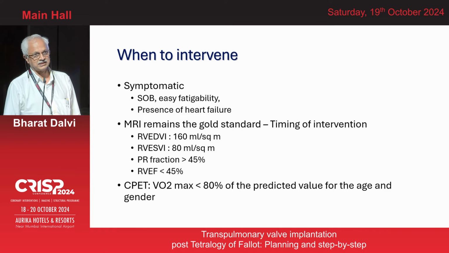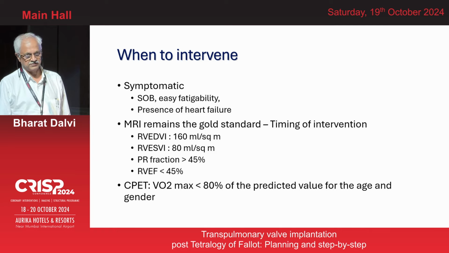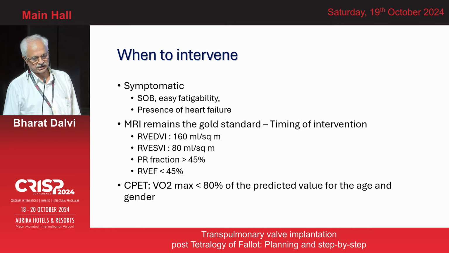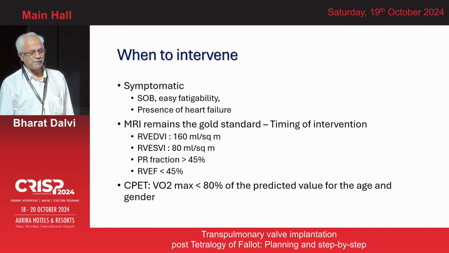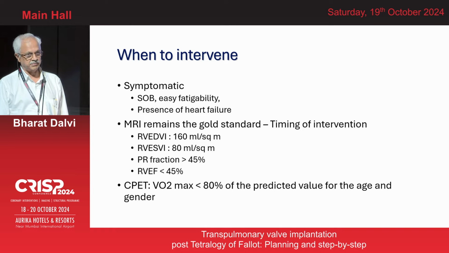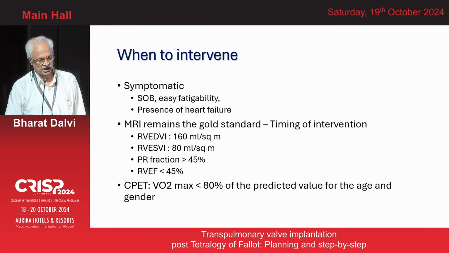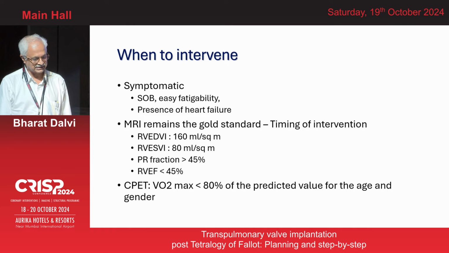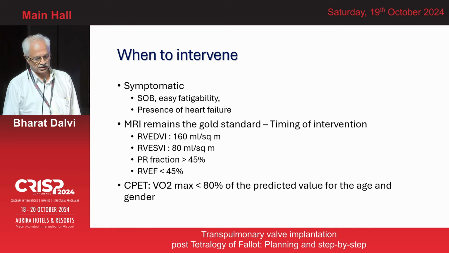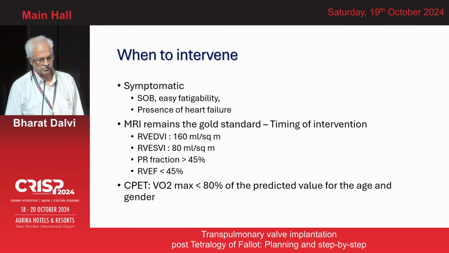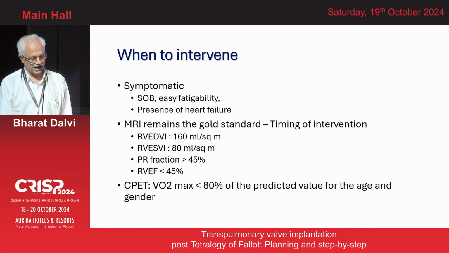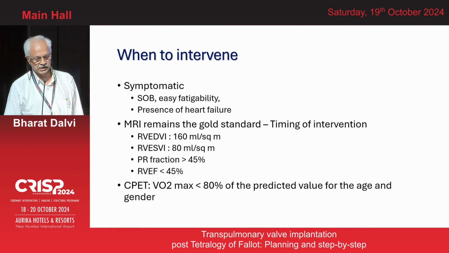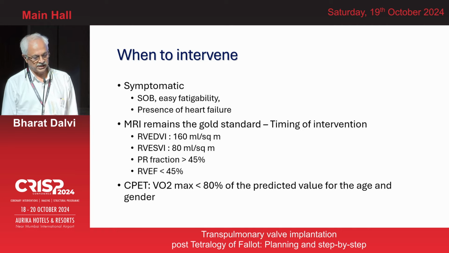So let's begin by answering the first question, when to intervene. If the patient is symptomatic, obviously he has bought therapy for himself. In the absence of symptoms, I think MRI remains the gold standard in deciding the timing of intervention. Right ventricular end diastolic volume index of more than 160 ml per square meter, or end systolic index of more than 80 ml per square meter, or pulmonary regurgitant fraction of more than 45%, and right ventricular ejection fraction of less than 45%, are some of the MRI criteria which decide the timing of intervention.